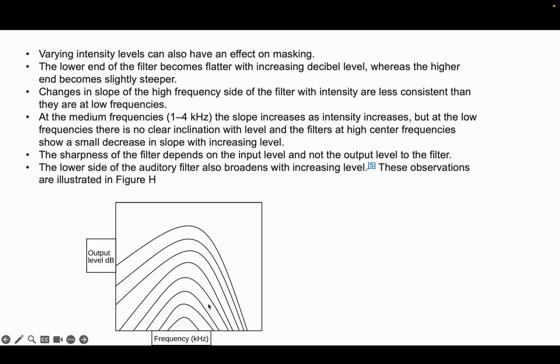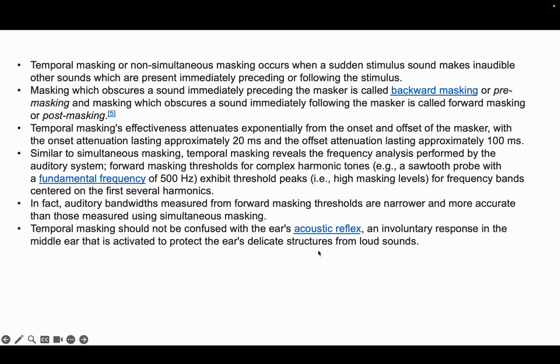And the higher end of the slope becomes slightly steeper. So these are less consistent at the high frequency side than they are at the low frequency. At medium frequencies, the slope increases as the intensity increases, but at the low frequency, there is no inclination with level, and the filters at high center frequencies show a small decrease in slope with increasing level. So in other words, the sharpness of the filter depends on the input level, not the output level of the filter. The lower side of the auditory filter also spreads with increasing level, and some of these are illustrated in figure H, shown below.